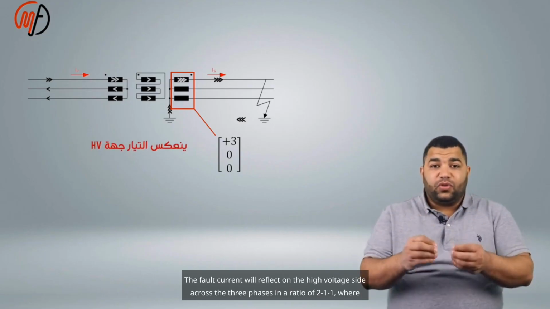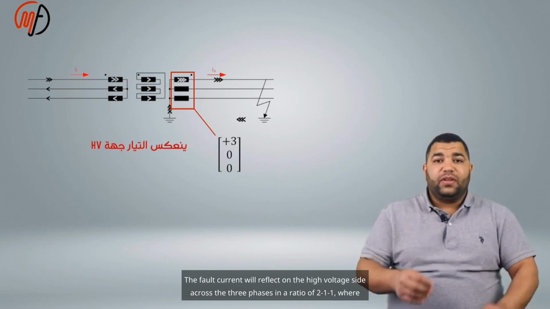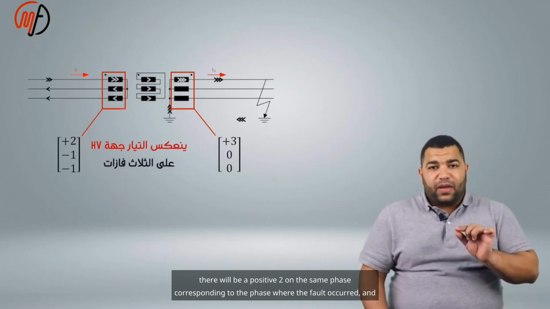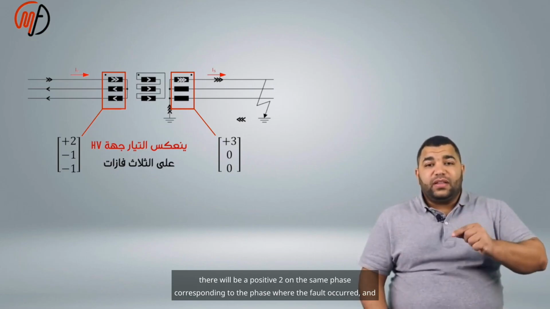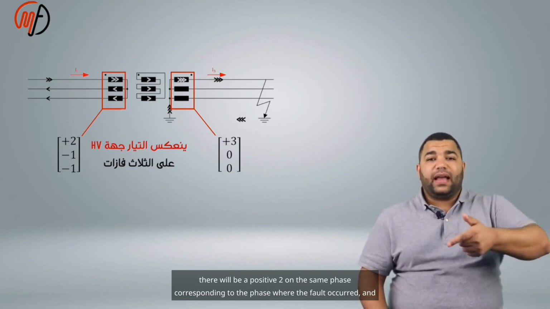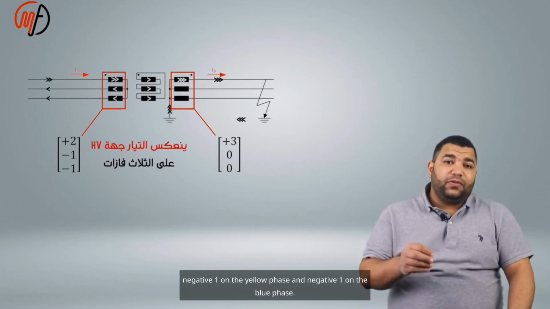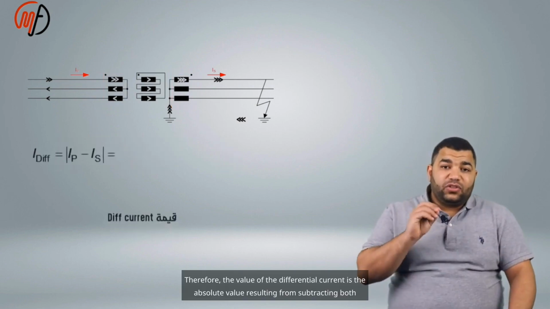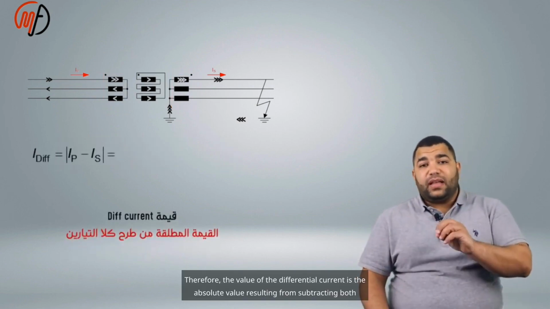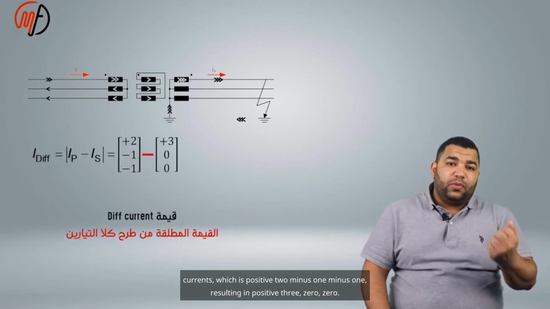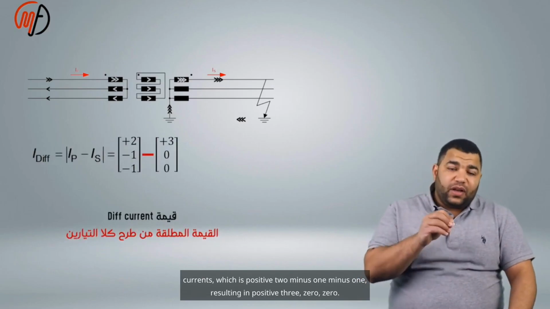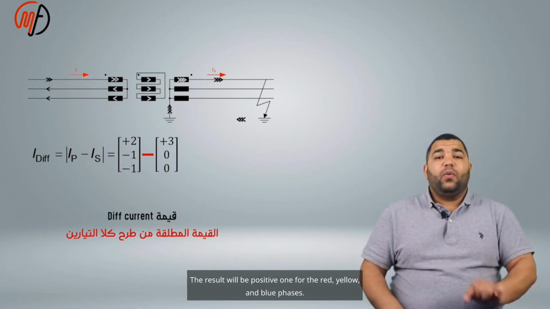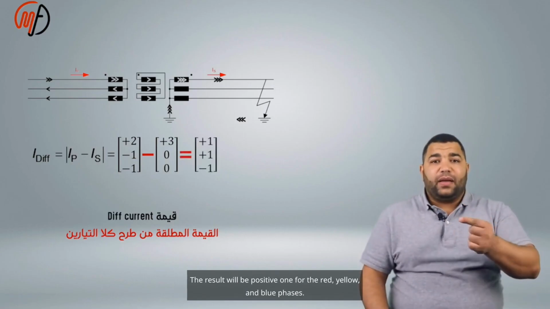The fault current will reflect on the high voltage side across the 3 phases in a ratio of 2:1:1, where there will be a positive 2 on the same phase corresponding to the phase where the fault occurred, and -1 on the yellow phase and -1 on the blue phase. Therefore, the value of the differential current is the absolute value resulting from subtracting both currents, which is positive 2 minus 1 minus 1, resulting in positive 3, 0, 0. The result will be positive 1 for the red, yellow, and blue phases.